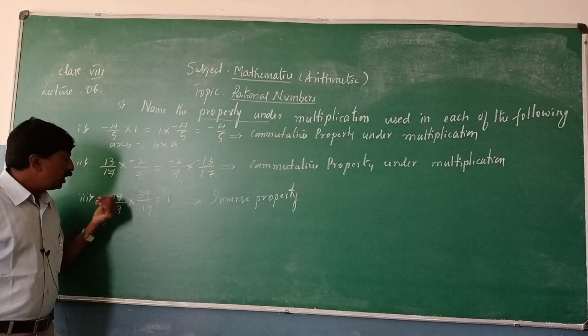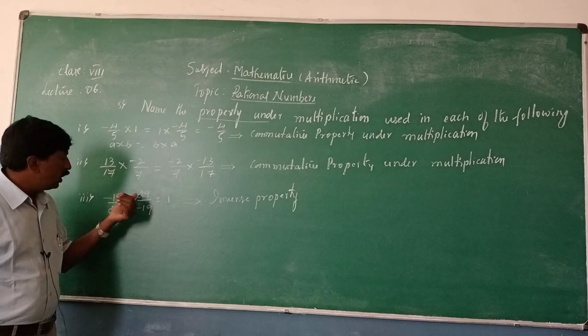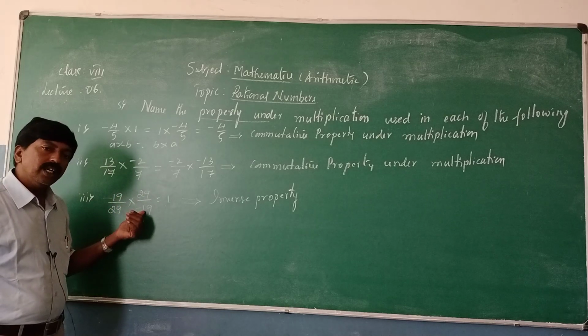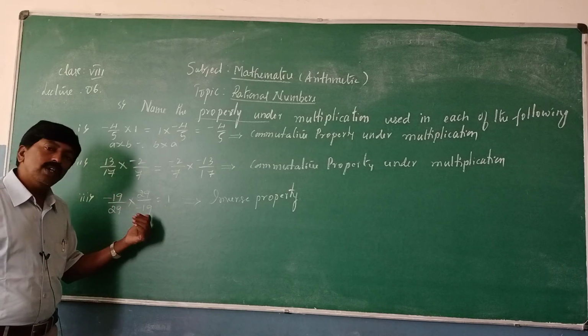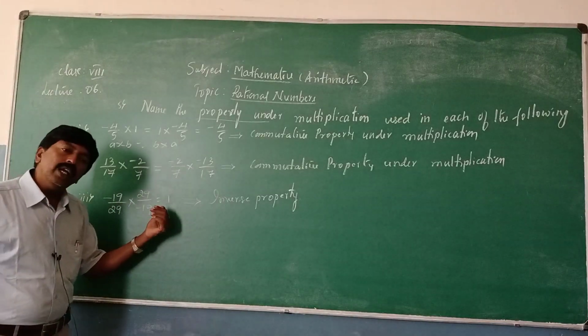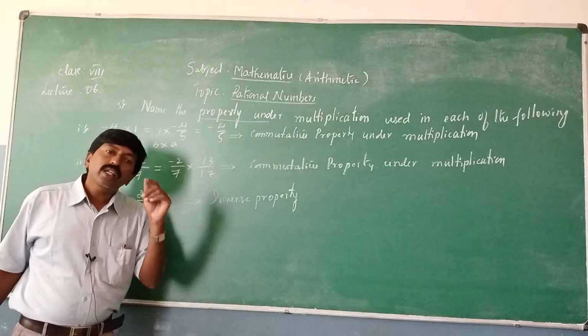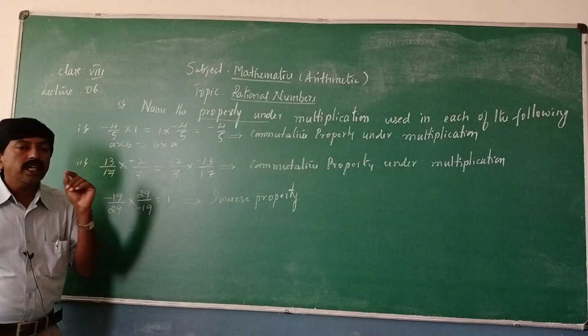Like that, minus 19 by 29. Take the reciprocal. It is 29 by minus 19, because minus into minus is plus. The 19s and 29s cancel. You will get 1. That 1 is the multiplicative identity element.